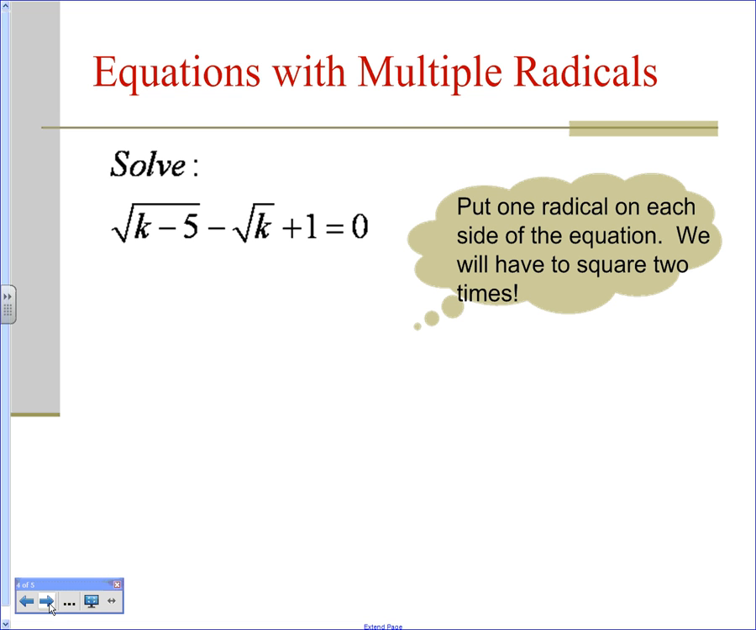I would make the biggest radical, I would isolate it. Yeah. You can do it without isolating it, but I think it's easier to isolate the biggest variable first. So that would mean move what over? The k and the 1. So we'd have square root of k minus 5 equals. Do y'all see how that works? Well, now what do we do? Square both sides. What do you get on the left side?